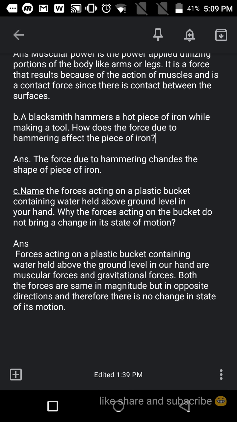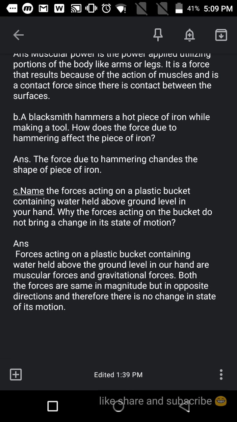Name the forces acting on a plastic bucket containing water held above the ground level in our hand. They are muscular forces and gravitational forces. Both the forces act in the same magnitude but in different directions. Therefore, there is no change in its motion. Let me repeat the question.